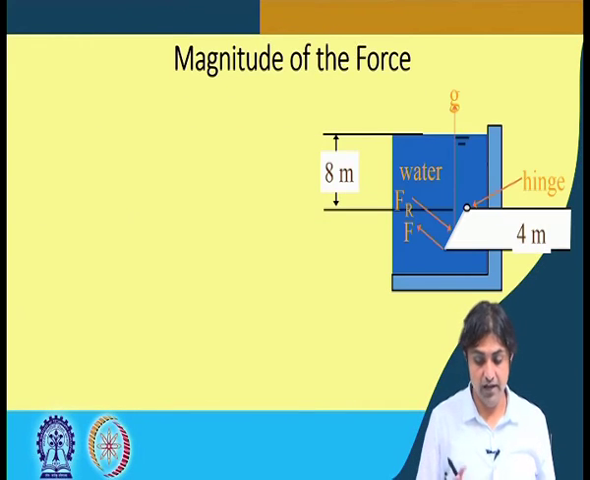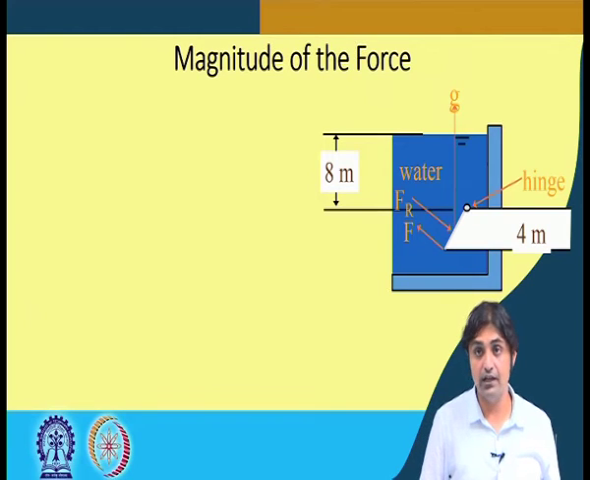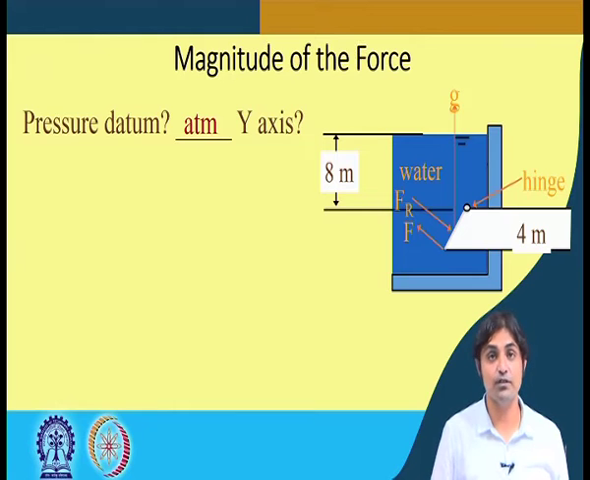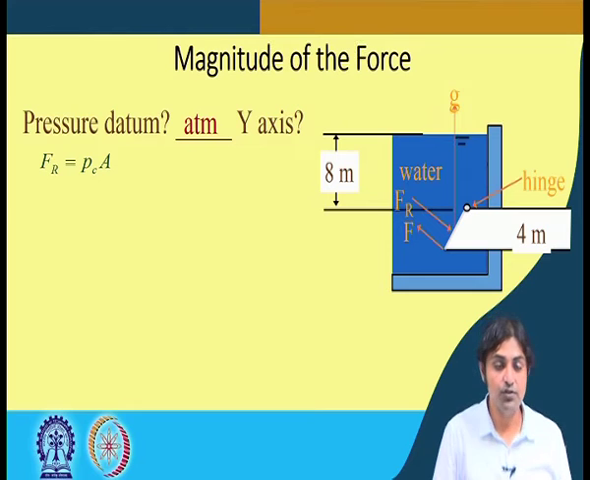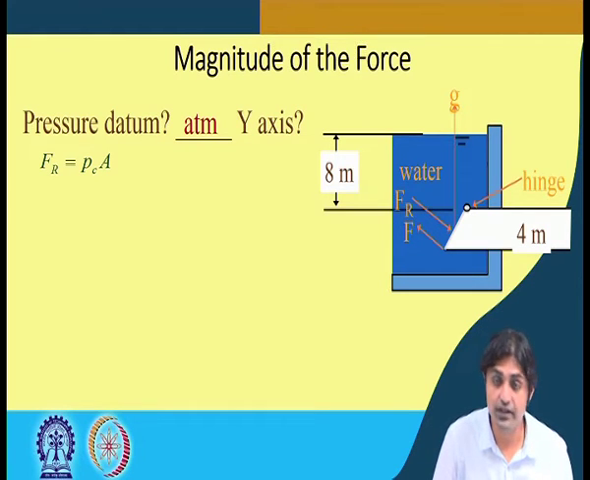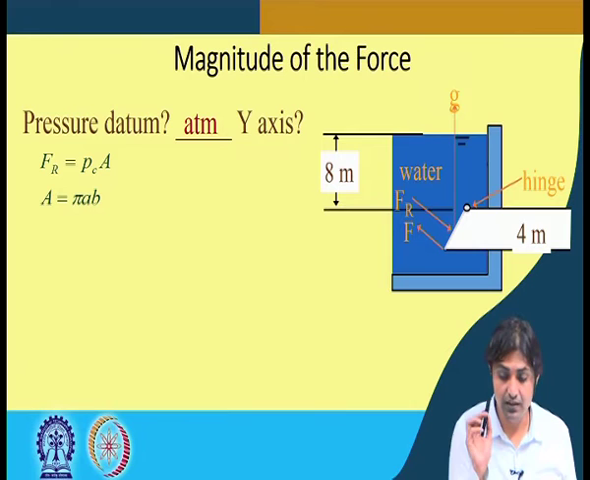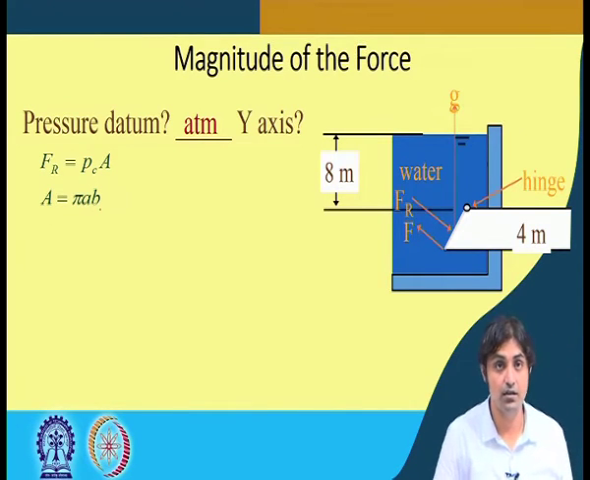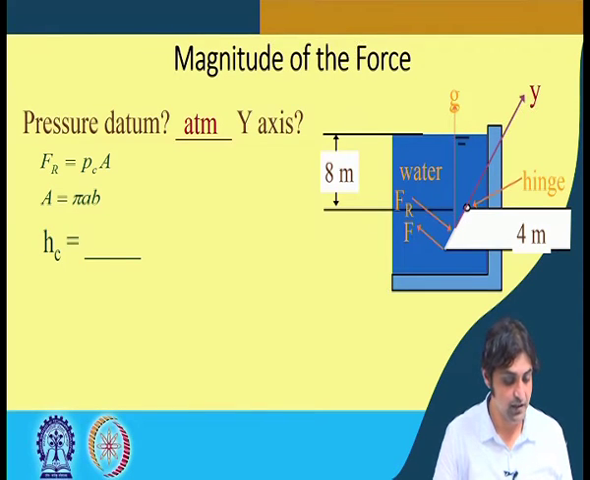I have kept this figure on the right side so that you are able to follow what we are going to do. So what is the pressure datum? This is atmosphere. So the resultant force is going to be the pressure at the centroid into area, that we have seen in the derivation done last lecture. What is the area? Area of the ellipse that we have seen is pi into AB. What is the HC?